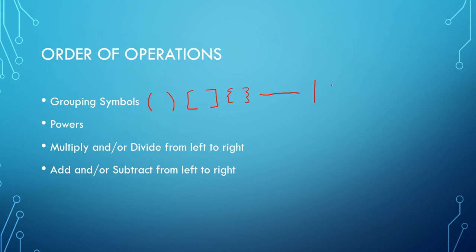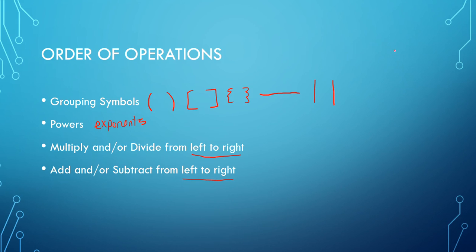Absolute value bars as well can be grouping symbols. Powers, remember that's just another word for exponents. Next comes multiply and divide from left to right. Those happen at the same time from left to right. So multiplication doesn't necessarily come first, it's whichever one happens first from left to right. And then same thing for addition and subtraction.